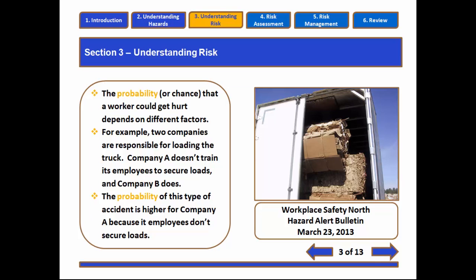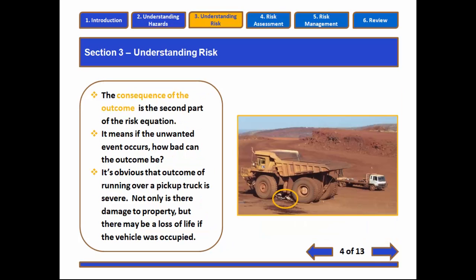Probability of occurrence. Thinking back to the unsecured load in a truck, if you have two companies, A, that trains its employees to secure their loads in trucks, and company B, that does not train its employees to secure loads, then the probability that a worker could get hurt is probably higher for company B that doesn't train its workers to secure those loads. So that's probability.